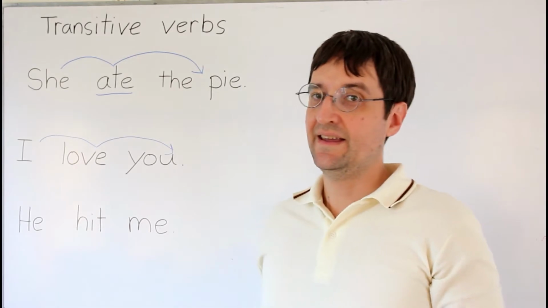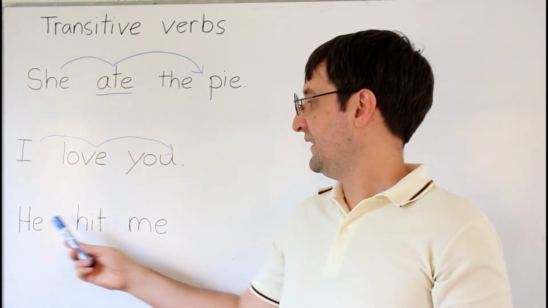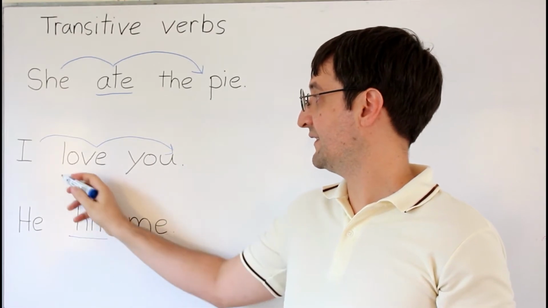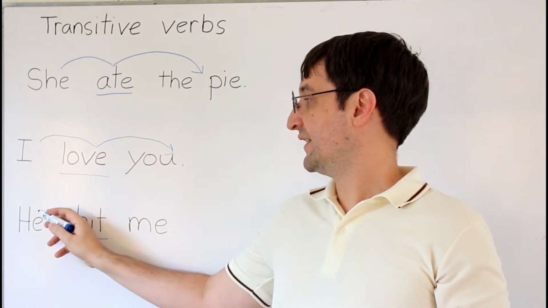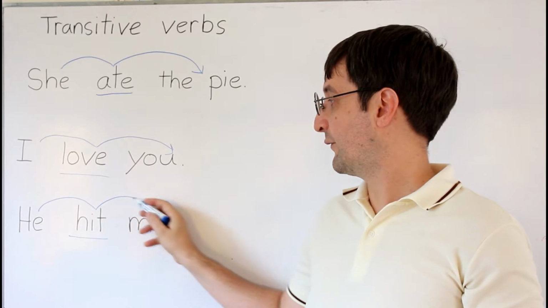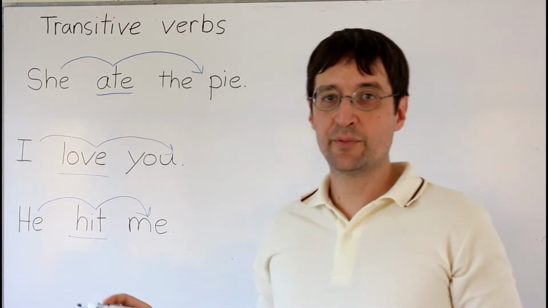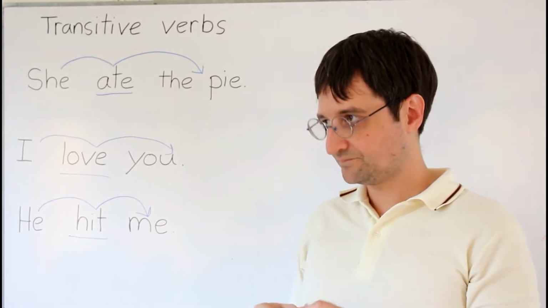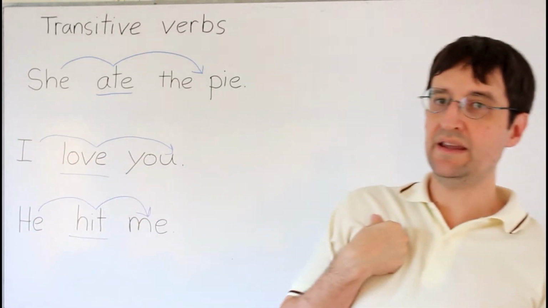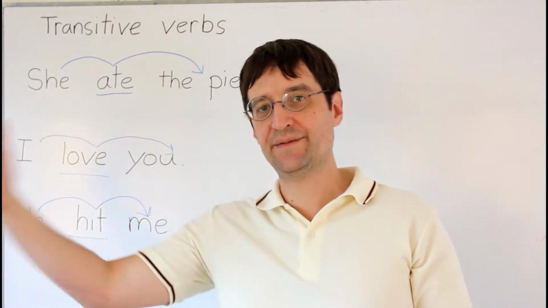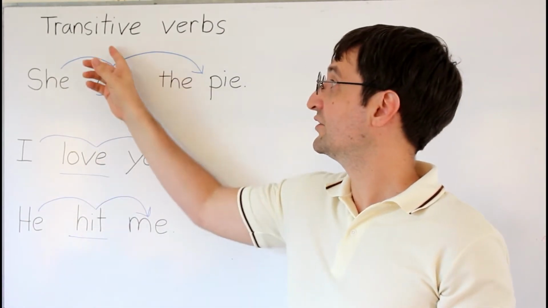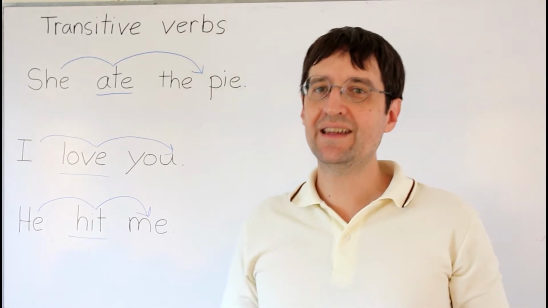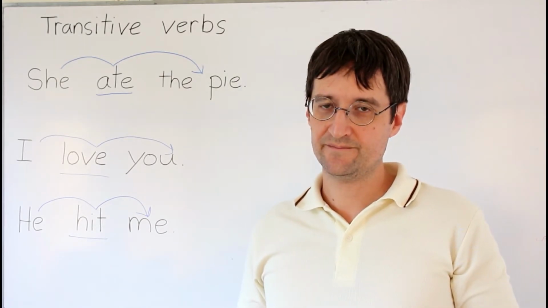He hit me. So hit is another transitive verb, and it transfers the action from he, whoever the person is that hit me, to me. He hit me. So there's transfer there. It's a transitive verb.